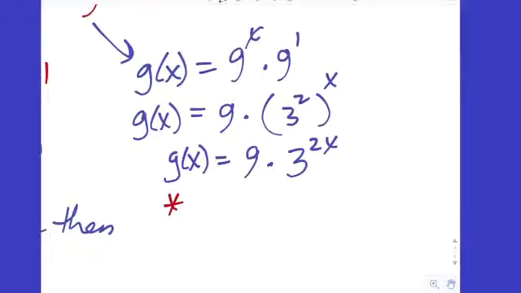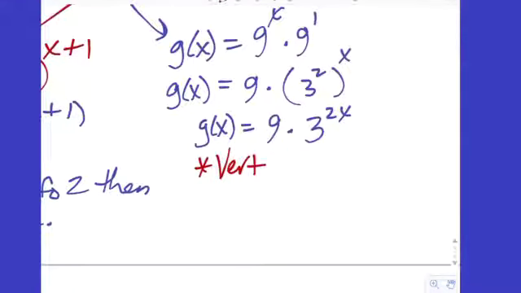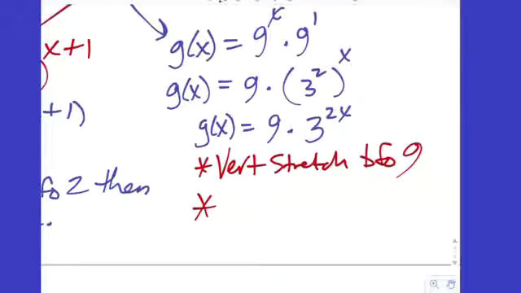The 9 in front now would be a what? An a value. So that's going to be a vertical stretch by a factor of 9, followed by, or then a horizontal compression by a factor of 2. Does the order of those two matter? No, those could be done in either order because they're both multiplication.